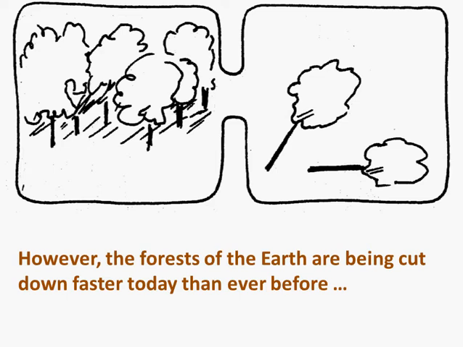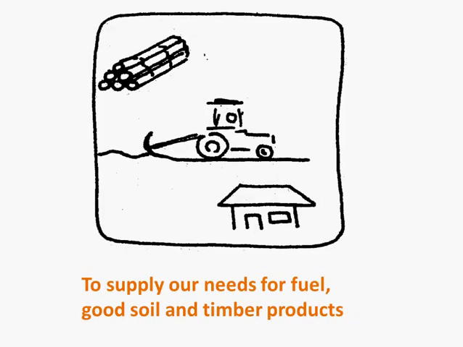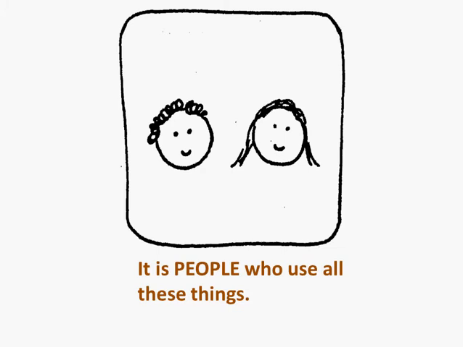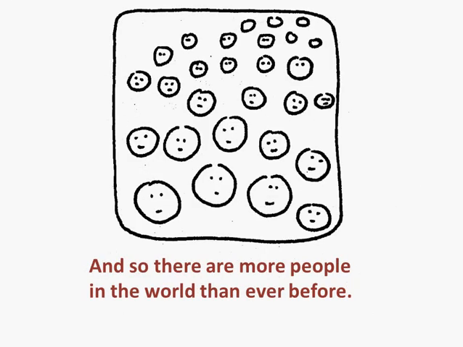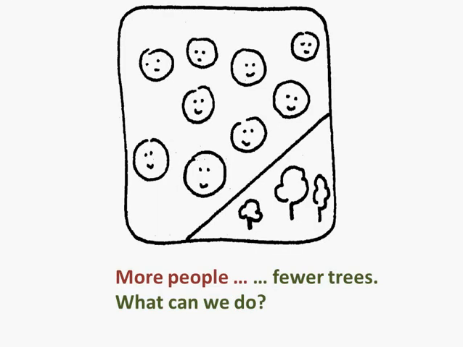However, the forests of the earth are being cut down faster today than ever before to supply our needs for fuel, good soil, and timber products. It is people who use all these things. Now that we have improved medical care through health education, drugs, injections, surgery, etc., the world population is increasing. And so there are more people in the world than ever before. More people, fewer trees. What can we do?